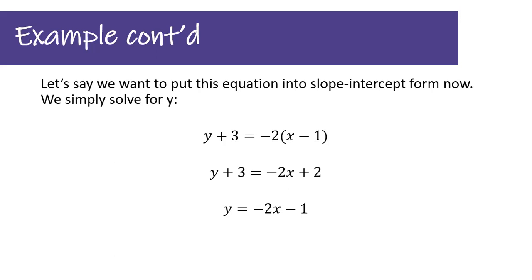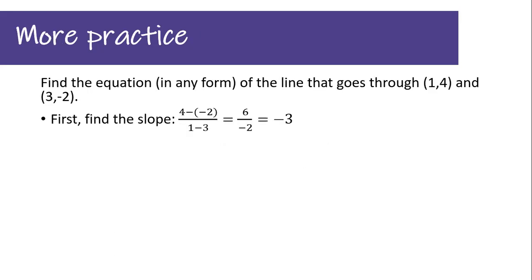Just to confirm, -2 is our slope, which is what we should have seen because that was given in the original problem. And our intercept for the y-axis would be (0, -1). Now, let's do a little bit more practice again. This is going to come in handy for your homework.